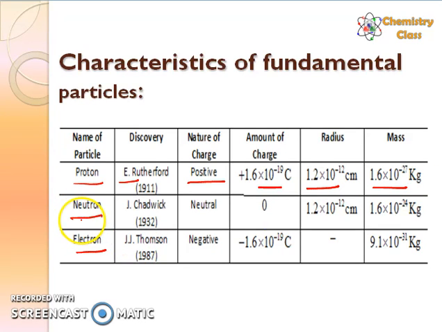Likewise, we have neutron fundamental particle. It was discovered by Chadwick in the year 1932. And the nature of charge for the neutron is neutral. Amount of charge is 0. Radius is 1.2 into 10 to the power minus 12 centimeter. And the mass of neutron is 1.6 into 10 to the power minus 24 kilograms. Likewise, for the electron, that is also the fundamental particle.